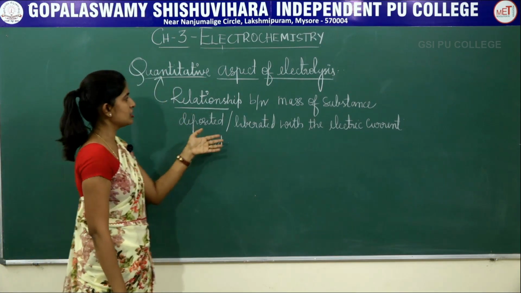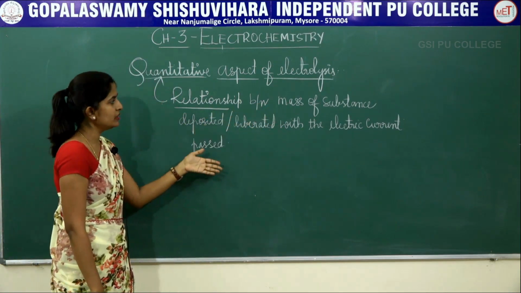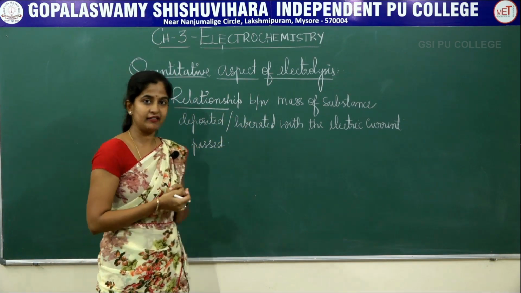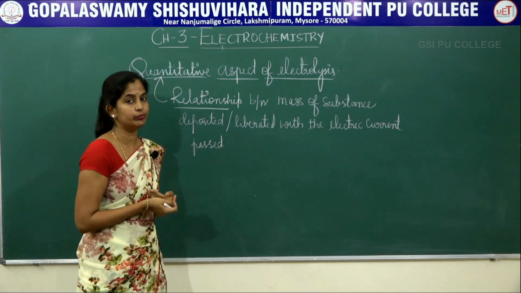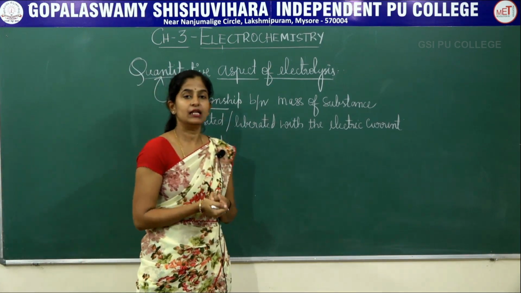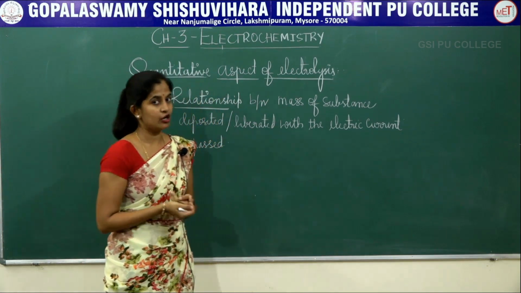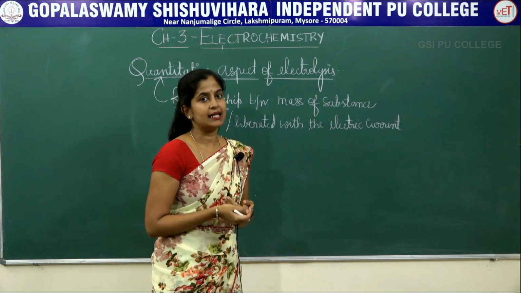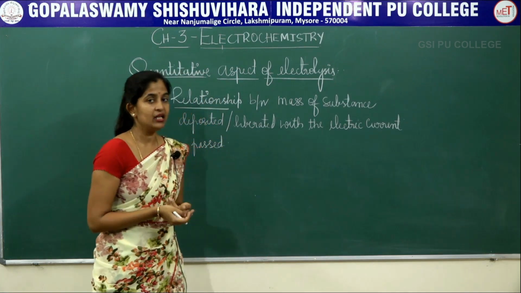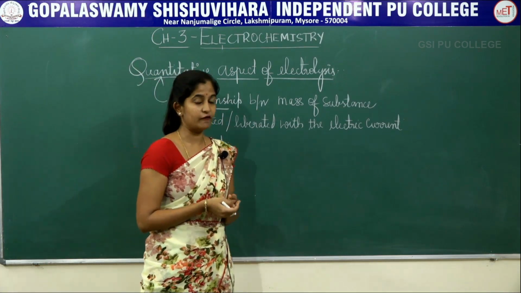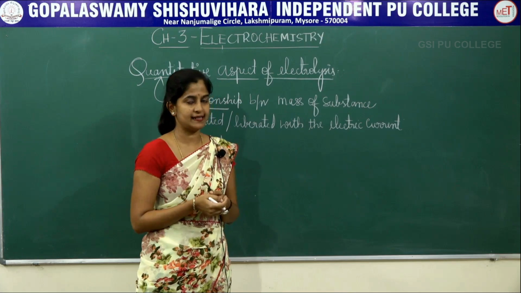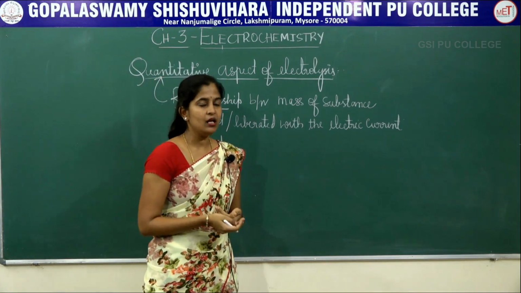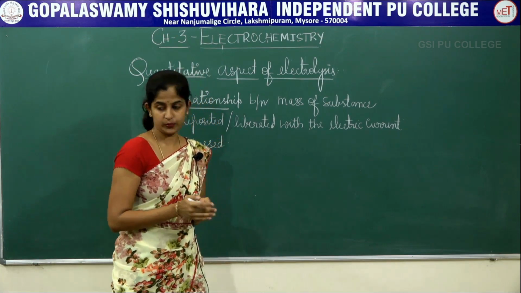This relationship of the mass of a substance deposited with the electric current was hugely studied by a person called Michael Faraday. Hence, he put forth two important laws of electrochemistry, that is Faraday's first law of electrolysis as well as Faraday's second law of electrolysis. Both the laws are interconnected to one another. So, let us see the first law and the second law of Faraday. What does it tell and what is the relationship, we will see now.